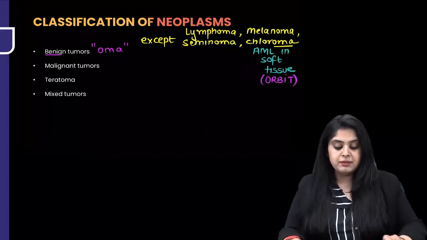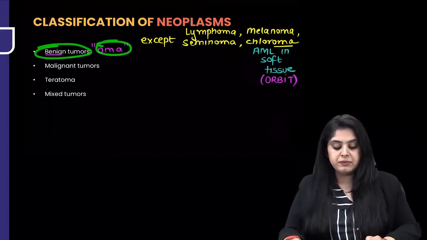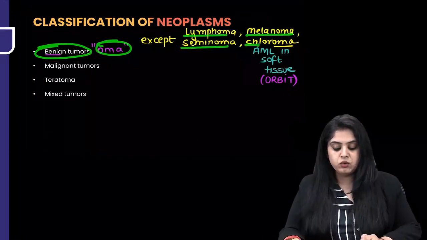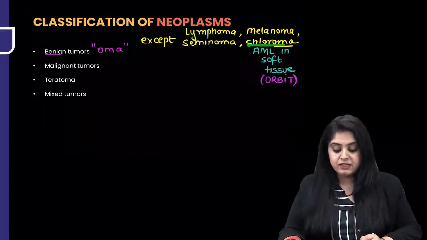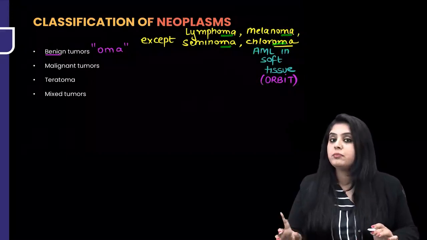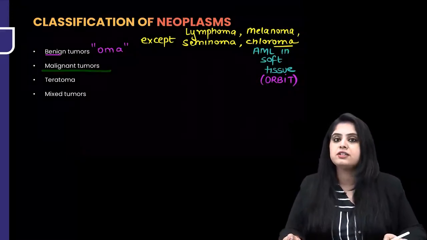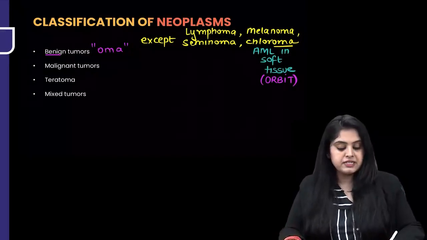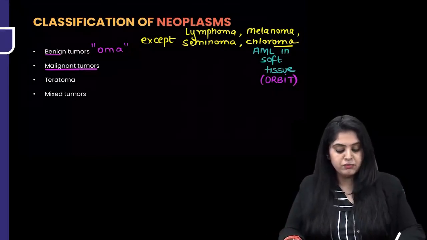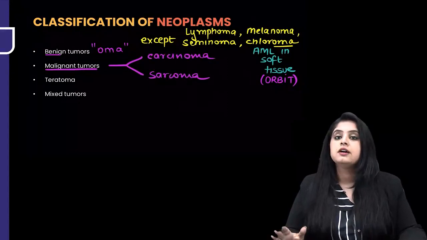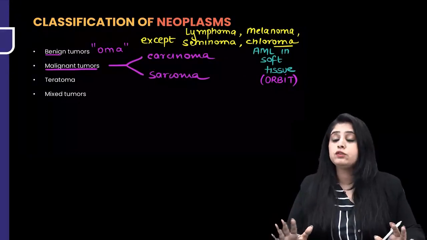So please remember, benign tumors, that is oma, except for lymphoma, melanoma, seminoma, chloroma, and AML in soft tissue, that is what chloroma is. So all of them have oma, but they are not benign. They will actually come under malignant tumors. Got it? The next variety is malignant tumors. And please note, malignant tumors are of 2 types: carcinomas and sarcomas. ये दोनों cancers हैं.